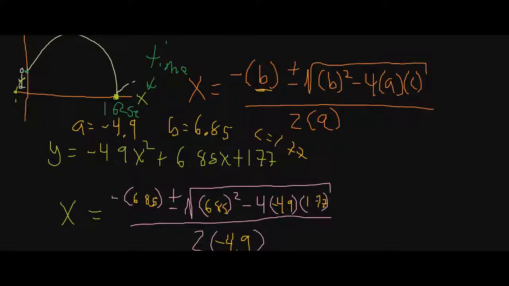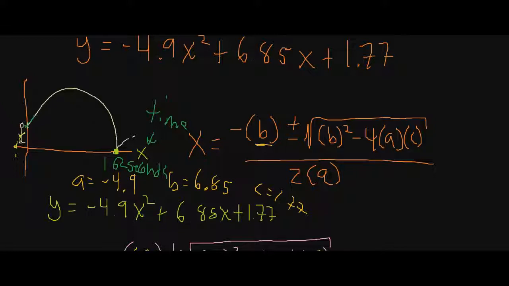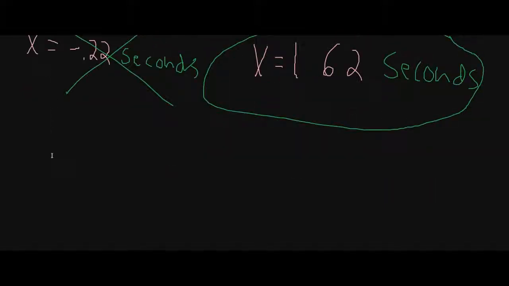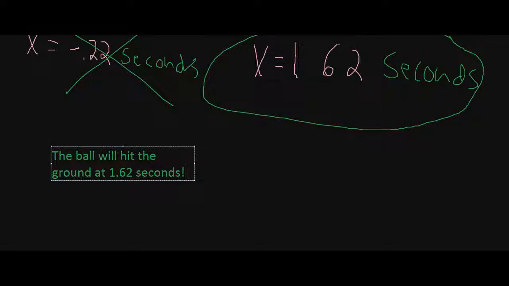This is how many seconds it took, 1.62 seconds, for the object in the air to reach all the way down here and hit the ground. Going back to our video, we could try to estimate it with our phone, but the ball is going to hit the ground at 1.2 seconds. So I can type that out here: the ball will hit the ground at 1.62 seconds. There you go, and the answer is complete.